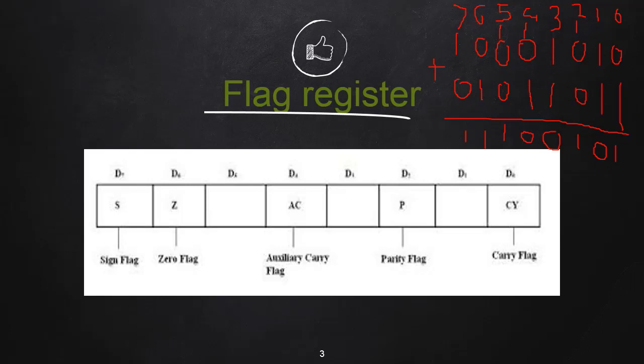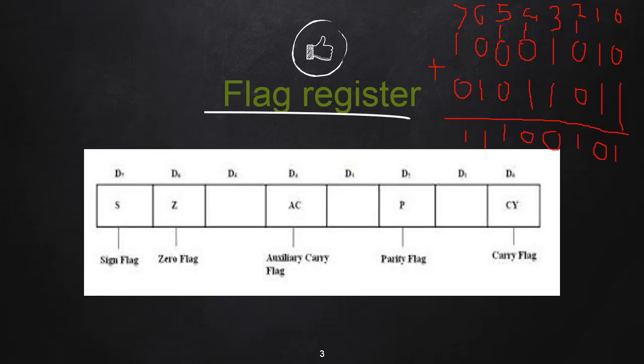Now the next flag is the parity flag. The parity flag is to check the total number of ones in the number. If the total number of ones in the number is even, then we say even parity exists, and in that case the parity flag will be 1, meaning set. When the parity flag is 0, then we can determine the total number of ones in the number is odd, which means odd parity exists.